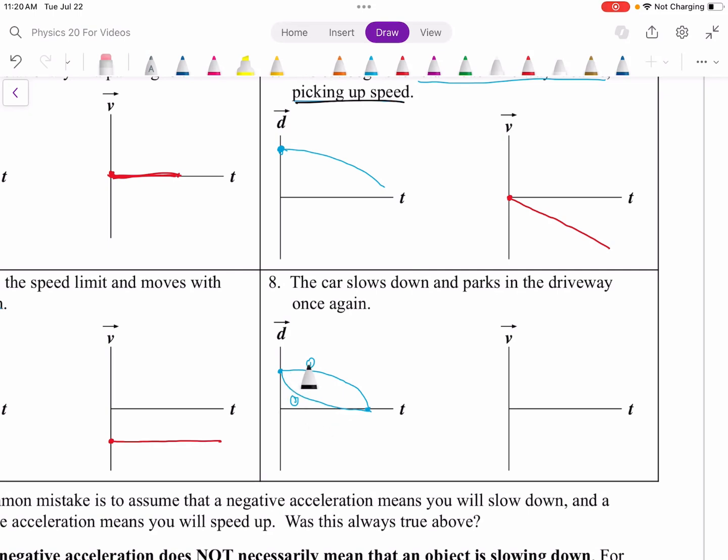Well, look at option 1, right? What's happening to this slope? It's getting steeper and steeper, right? It's getting steeper and steeper in the negative direction. This thing is going further and further south each second that goes by, right? So it's not option 1.